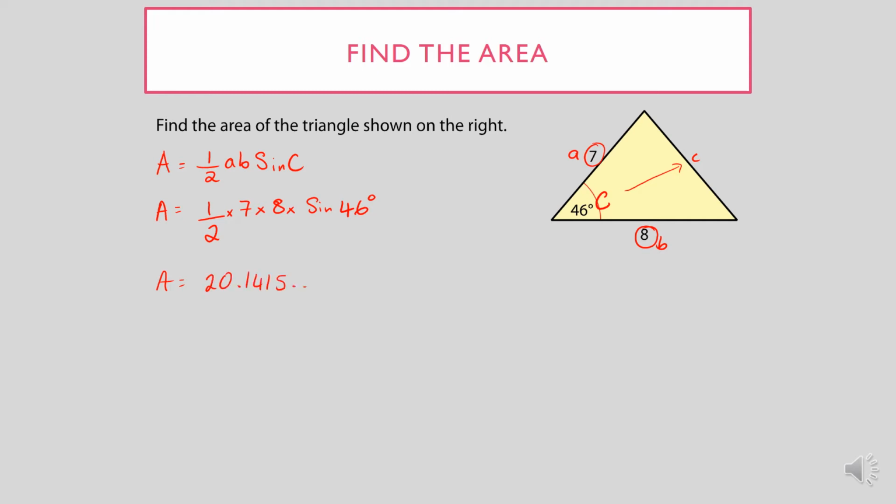20.1415, and it does go on a bit. It's not specified how many decimal places I need, so I think I'll leave it at 2. So 20.14 square units, whatever they were, maybe centimeters squared or meters squared, it doesn't say. Alright, so: formula, label, substitute, and then calculate.